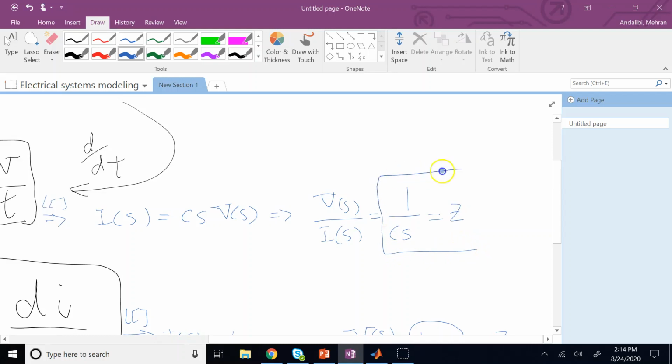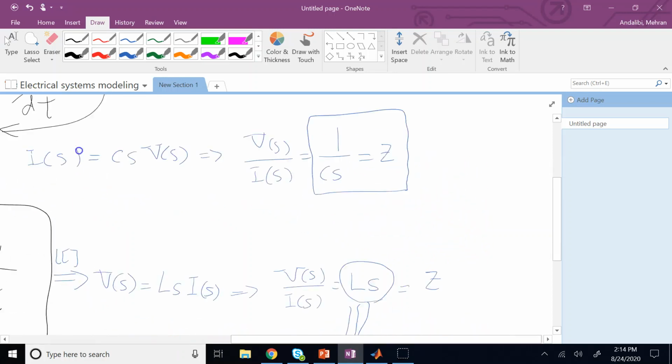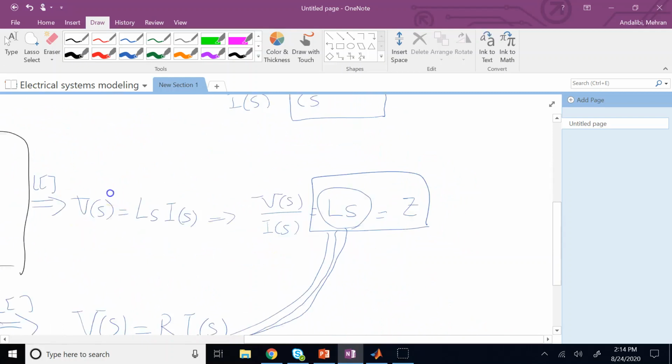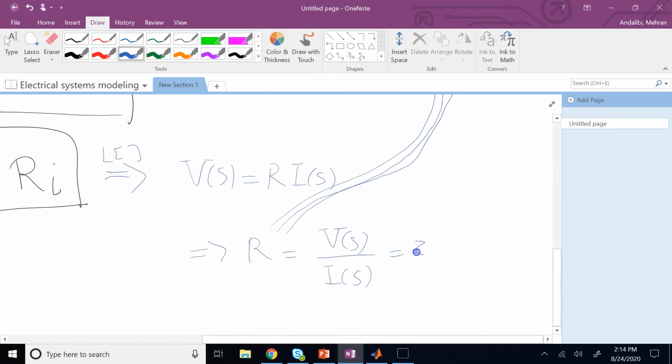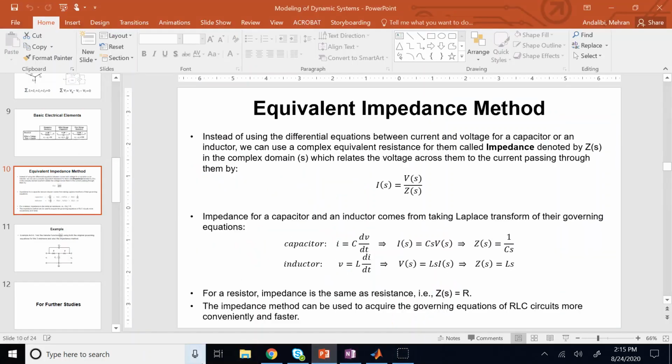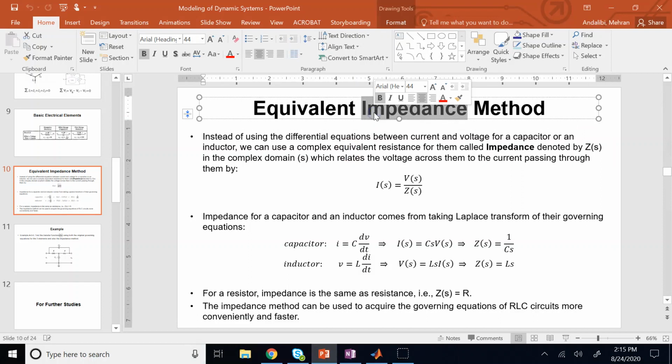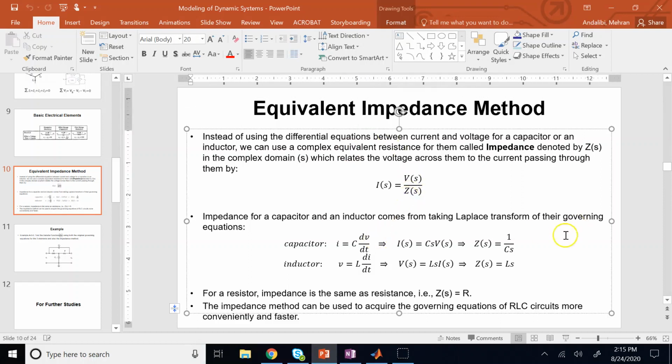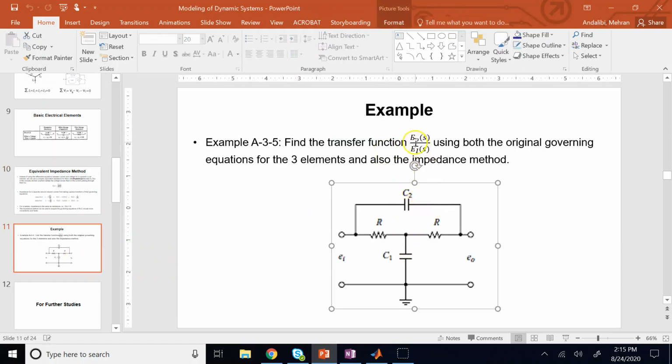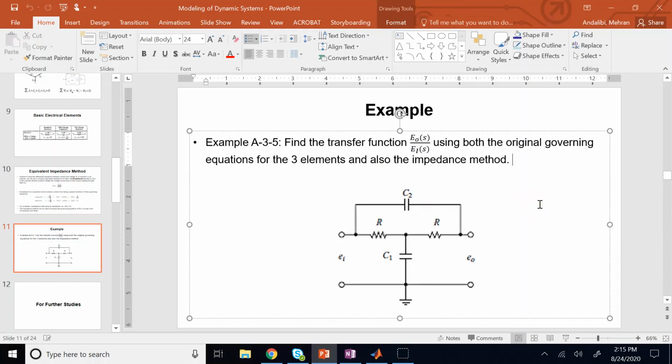So the impedance for a capacitor, or the equivalent resistance, is 1 over CS. For an inductor, it's L times S, and for a resistor, it's of course just the resistance R. So it's a generalized resistance method. We call it impedance, and we show it by Z. And I showed how to calculate it for a resistor, a capacitor, and an inductor, right? Now, what's good about it? When I want to analyze the circuit and find this transfer function, I'll show you how the impedance equivalent can make my life a little bit faster and easier.